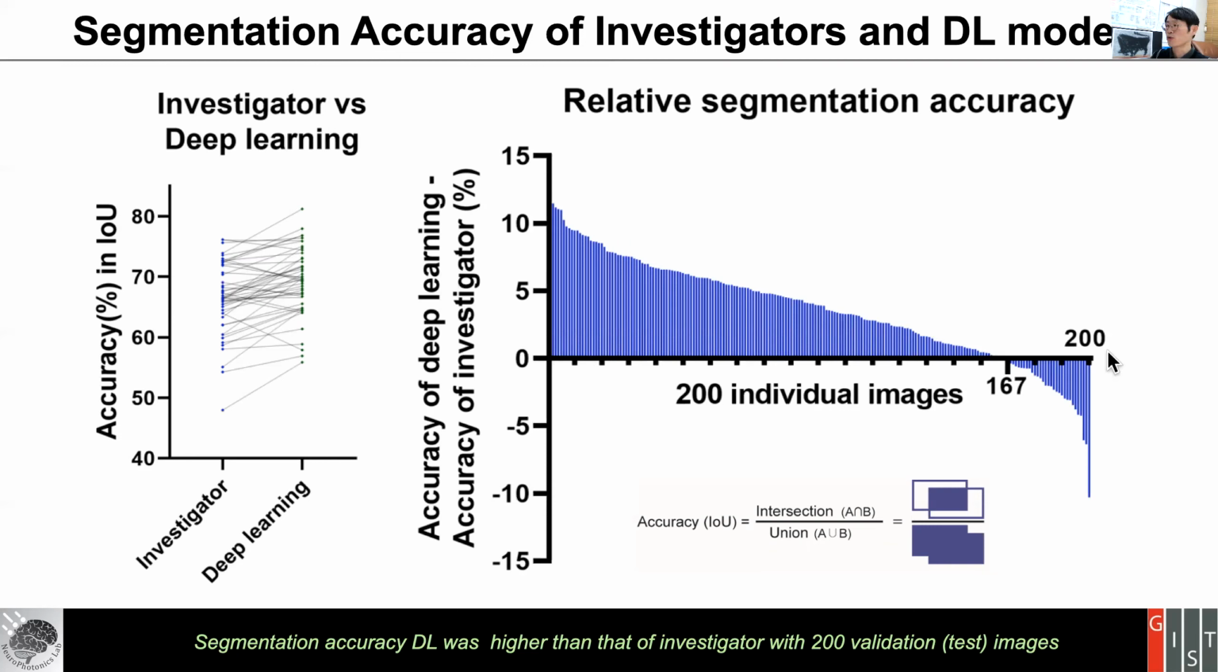When we put all these 200 images together, we look at the difference of accuracy, deep learning minus investigator. A positive value means deep learning has a higher accuracy. So 167 out of 200 is higher than 0, or more accurate. On average, deep learning is 67% versus 64%, so it is higher.